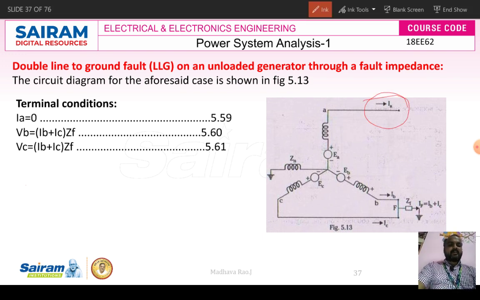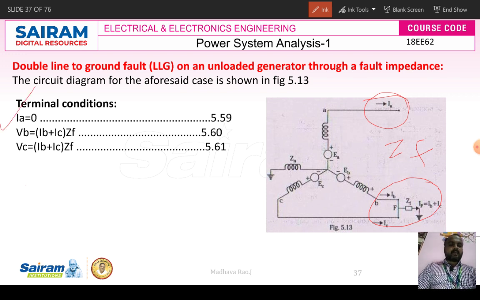So, A phase is open circuited. B and C phases are short circuited to the ground through fault impedance ZF. Here ZF is the fault impedance. Since A phase is open, the current flowing in the A phase is equal to 0.